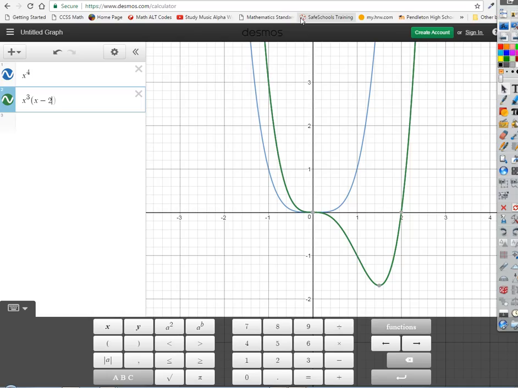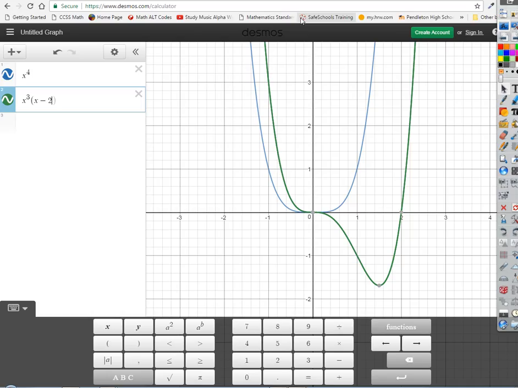How many distinct factors are there in this function? 2. We've got the x cubed, right? So x is a distinct factor and it's being cubed, and x minus 2 is another distinct factor, right? There are 2 of them when I factor it. Where are the x-intercepts? 0 and 2. And that makes sense to us, doesn't it?